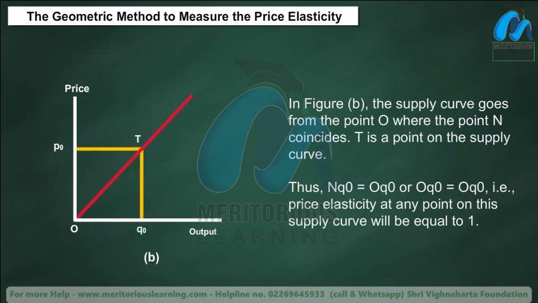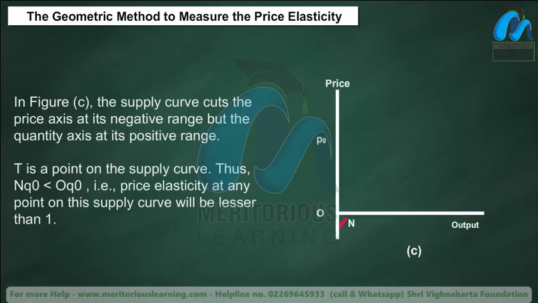T is a point on the supply curve. Thus, NQ0 is equal to OQ0, that is, price elasticity at any point on this supply curve will be equal to 1. In figure C, the supply curve cuts the price axis at its negative range but the quantity axis at its positive range. T is a point on the supply curve. Thus, NQ0 is lesser than OQ0. That is, price elasticity at any point on this supply curve will be lesser than 1.